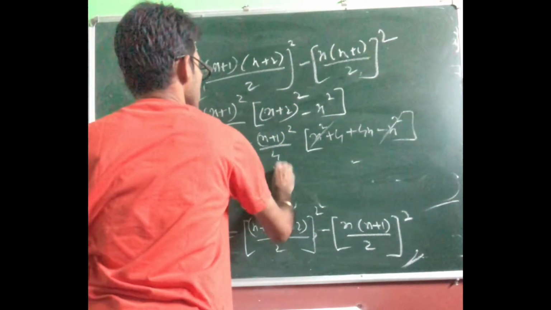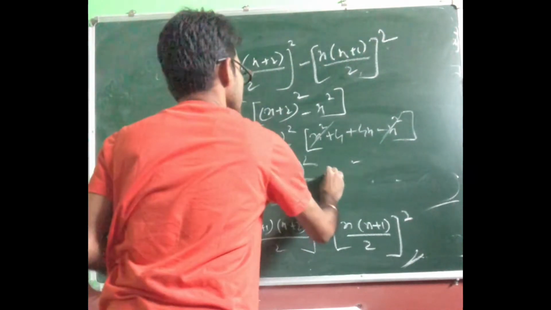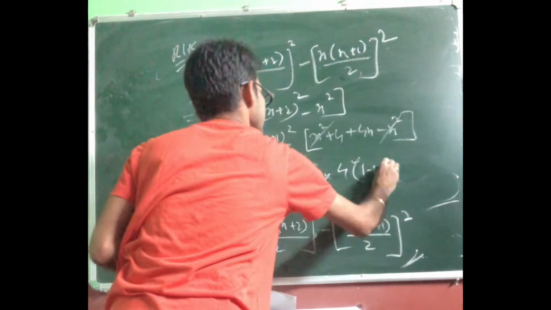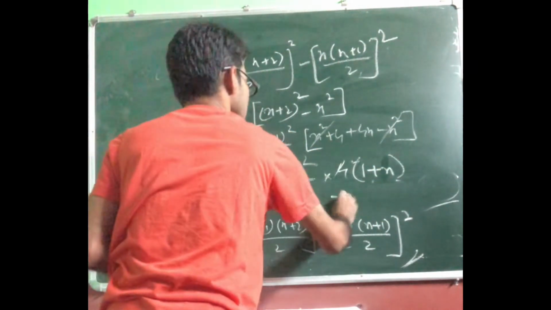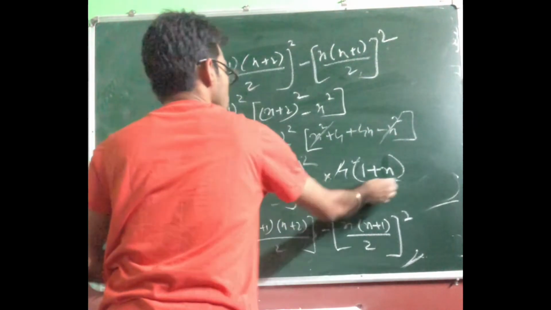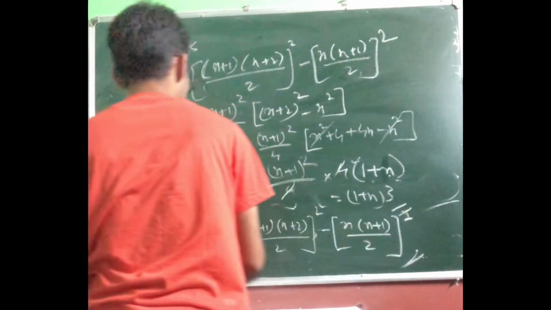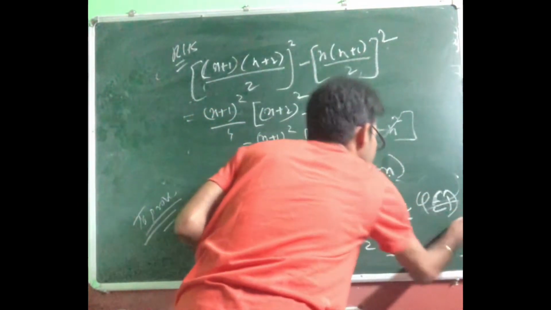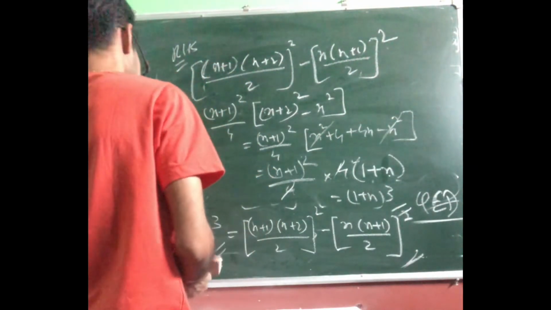So this is going to be (n plus 1) whole square by 4, and in this I'm taking the 4 out, and this is going to be 1 plus n, and then this 4 and this 4 cancel, and I've got (1 plus n) whole square with a (1 plus n), so it's going to be (1 plus n) whole cube, and exactly this is what I'm required to prove, QED. So that's how we can prove this statement.